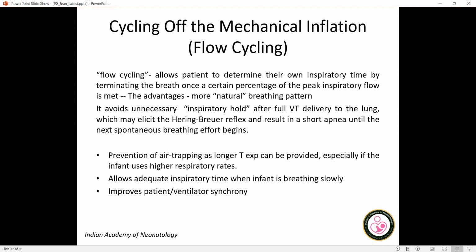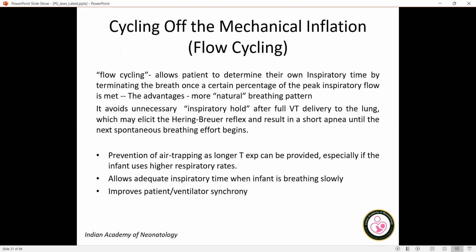That is, we can choose between 5 to 25% or whatever it is. So a particular point we have already chosen. At that point of time, the inhalation will be cycled off to exhalation. So what is the advantage of this? Actually, we are focusing on the baby's inspiratory flow, and the ventilator is taking advantage of that.